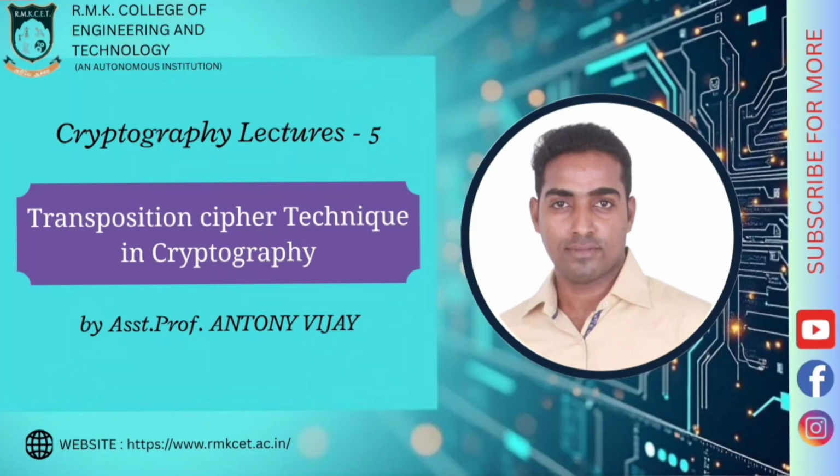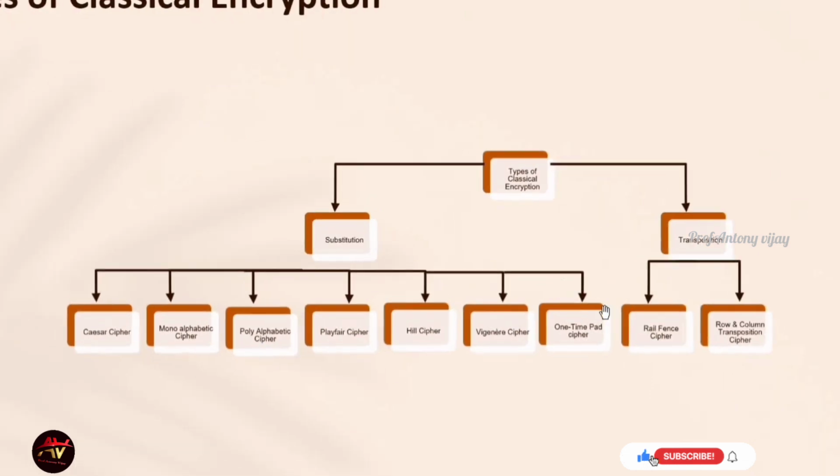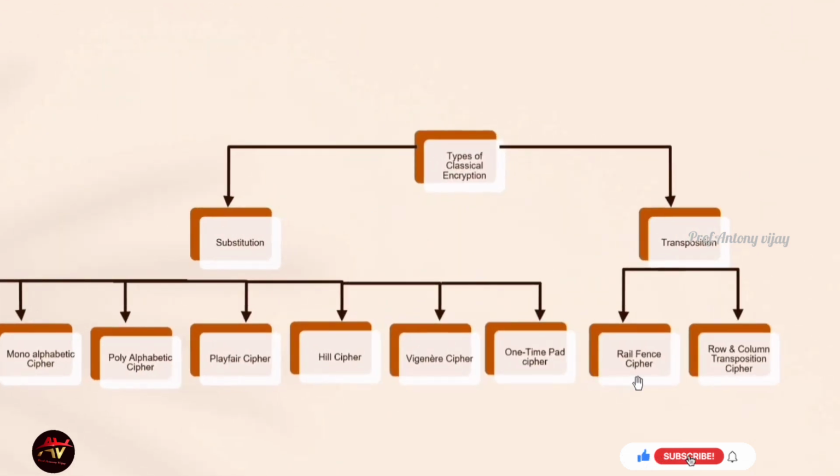This is Anthony Vijay. In this video we are going to see various types of transposition cipher. We will be seeing two different types of transposition cipher. The first one is Rail Fence Cipher. The second one is Row and Columnar Transposition Cipher. So let's see them one by one.